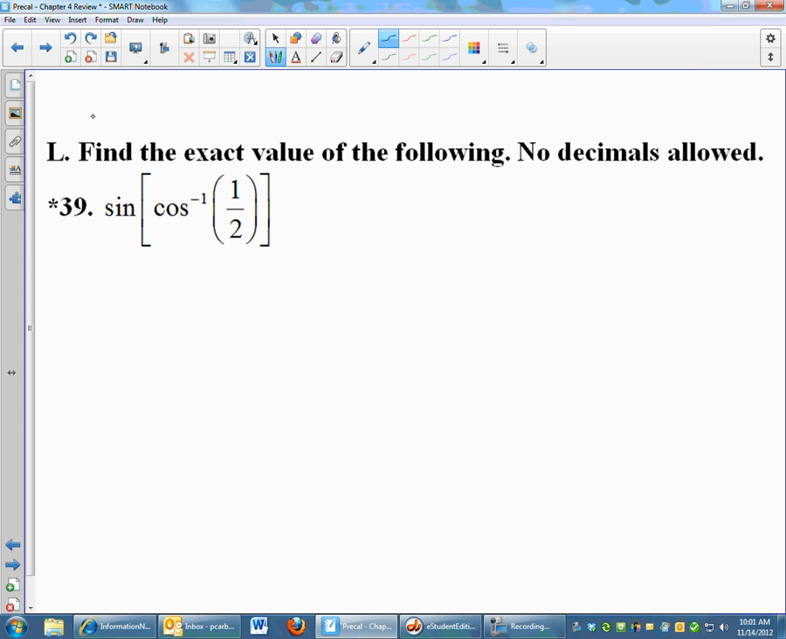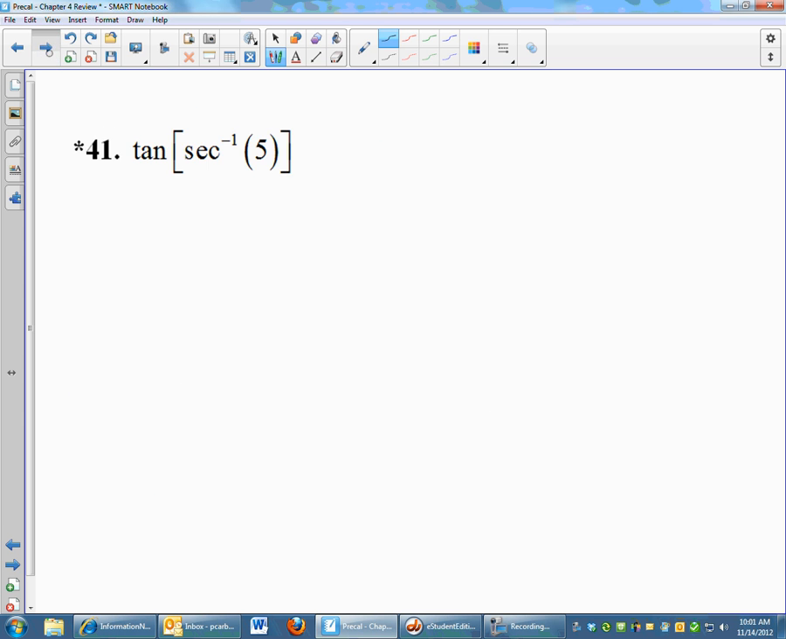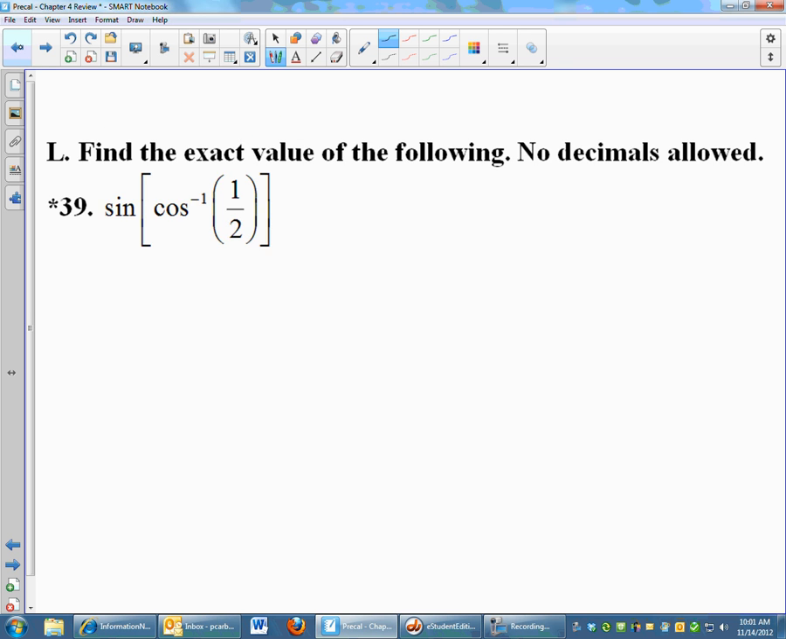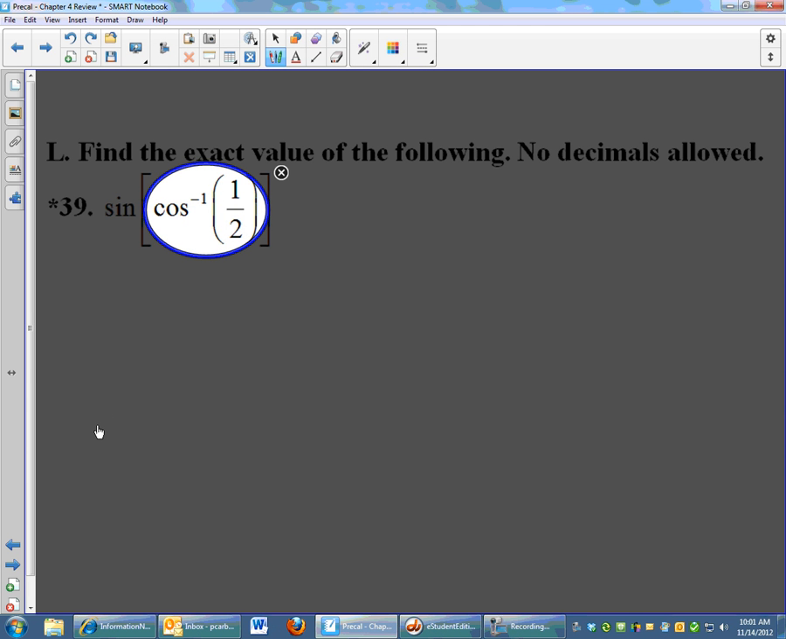Let's see, there were a couple of other problems. How many more are there? 39, 40, 41. That's it. All right, so last 3 problems. The sine of the inverse cosine of 1/2. Well, we're actually going to start on the inside, which makes sense. Don't we usually start on the inside when we're doing math? So we're going to start on the inside, and we're only going to look at the inverse cosine of 1/2. We're going to answer that part first.